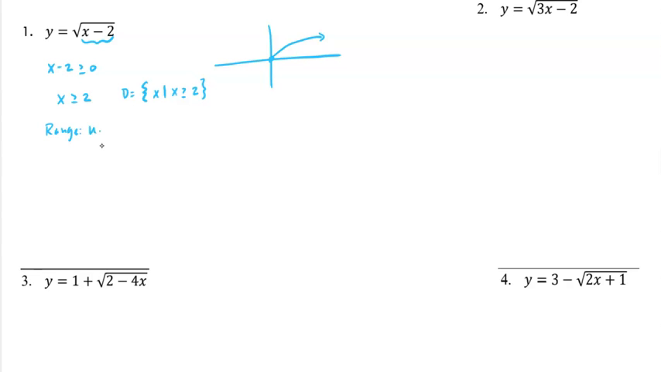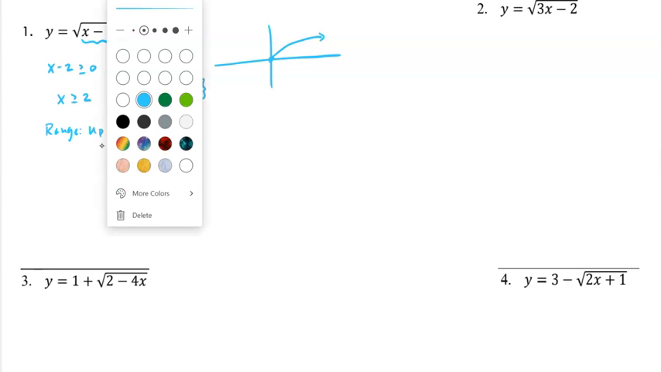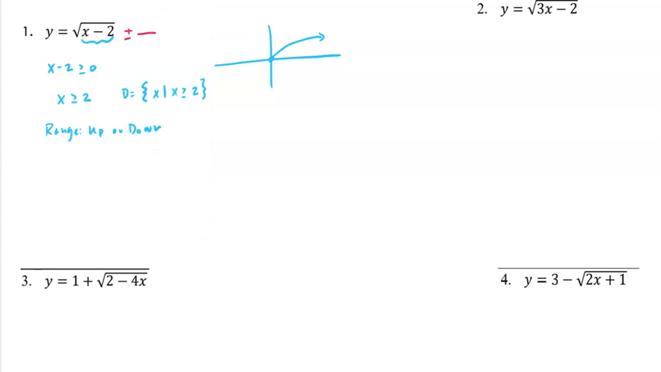Range is affected by the up or down movement, which would have to be some number that is either added or subtracted. It also gets affected by reflections. There are no reflections, and you see that this doesn't have a multiplier. And so it's just going to be y is greater than or equal to 0. So I can put that in: y is greater than or equal to 0.